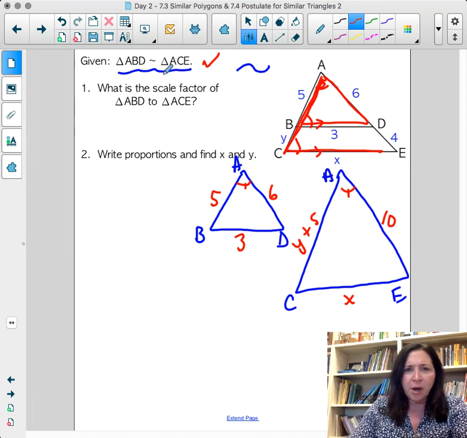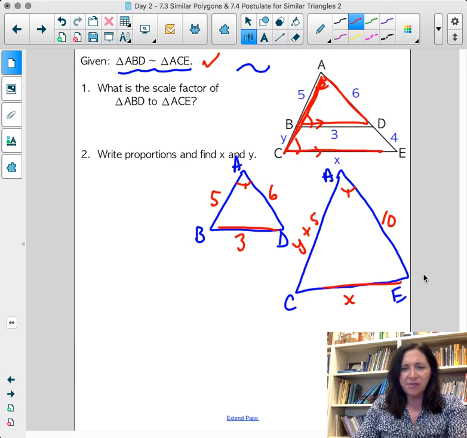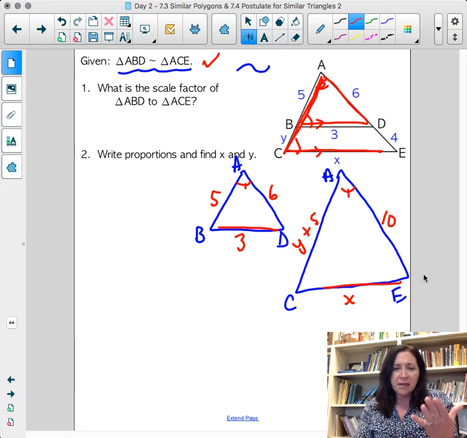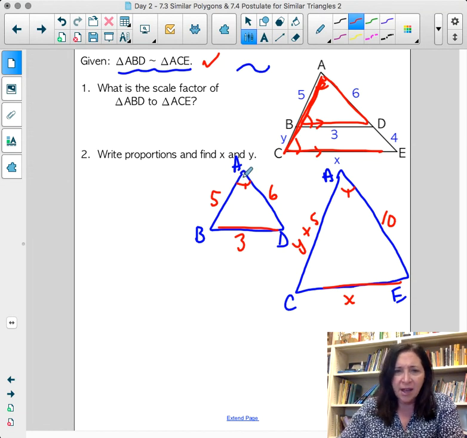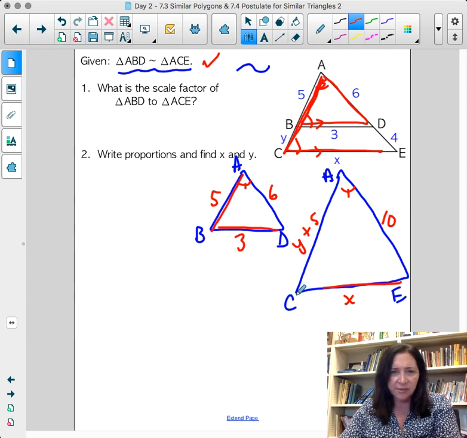So the first thing I want to know is what's the scale factor. I can't say that my scale factor is 3 to x because I actually need to compare two sides. I need side to side, and I need to know those values. And I can't say that my scale factor is 5 to y plus 5 because, again, I don't know this length. But I can say that my scale factor is 6 to 10.